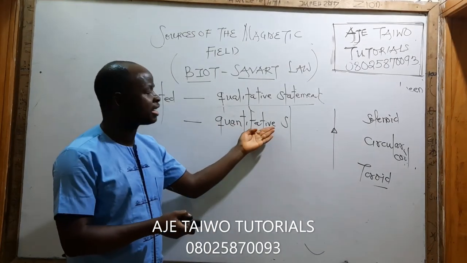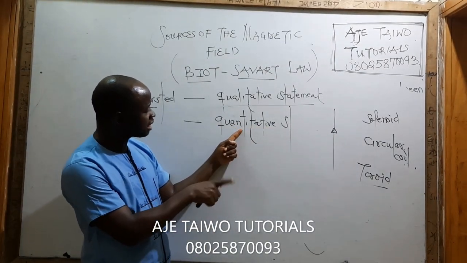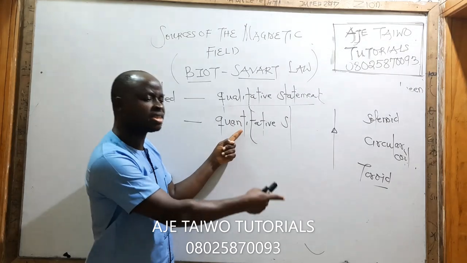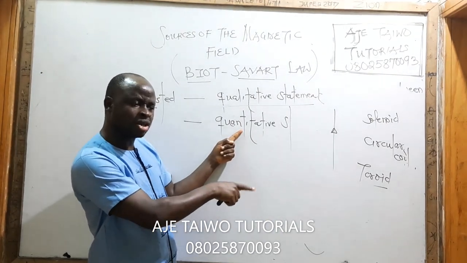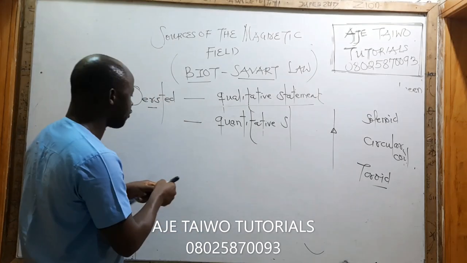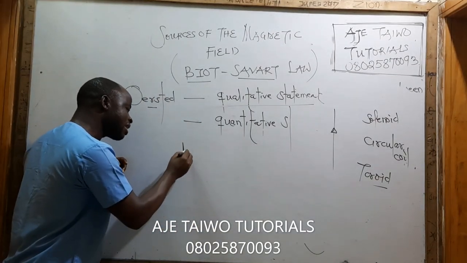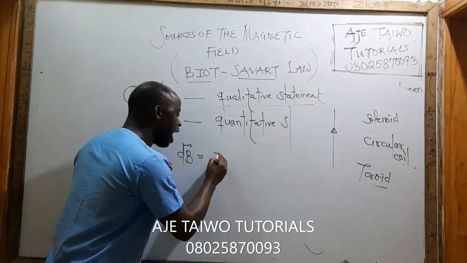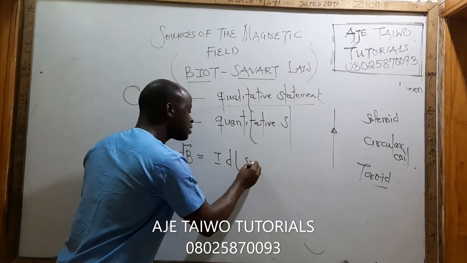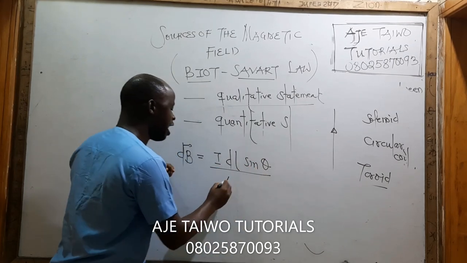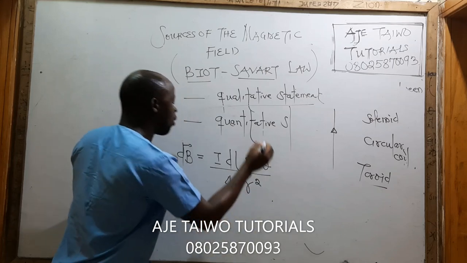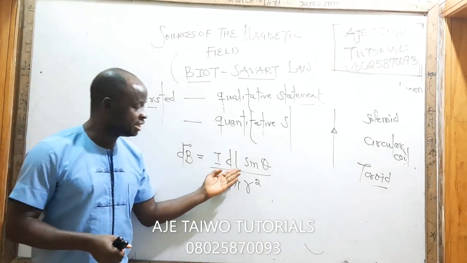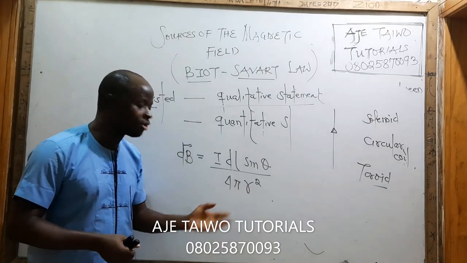This one quantifies the current the conductor is carrying. Or it quantifies the magnetic field created as a result of the current the conductor carried. It gave us a formula. It said the magnitude of the magnetic field a conductor will create is given as I dl sine theta all over 4 pi r squared.